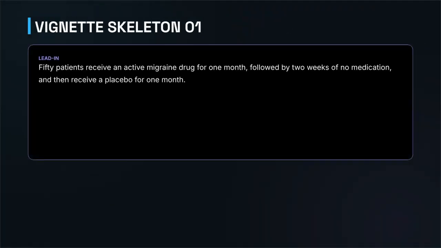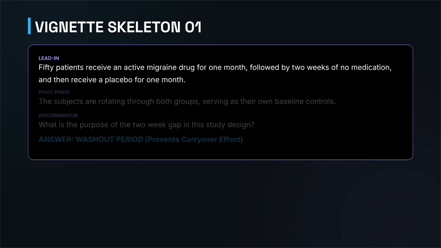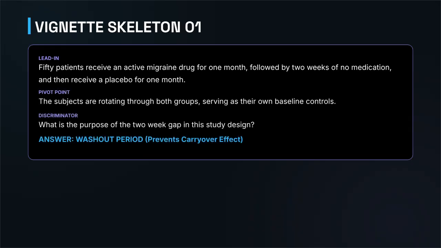Vignette Skeleton 01 rigorously tests your understanding of crossover logic. The lead-in clearly states 50 patients receive an active migraine drug for 1 month, followed by 2 weeks of no medication, and then receive a placebo for 1 month. The critical pivot point highlights that the subjects are actively rotating through both groups, functionally serving as their own baseline controls. The discriminator explicitly asks what the precise scientific purpose of the 2-week gap is in this specific study design. The indisputable answer is a washout period, which physically prevents the carryover effect.